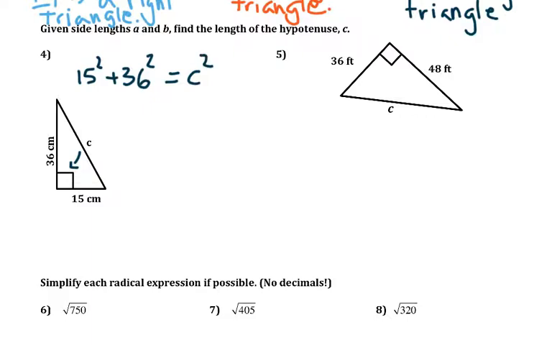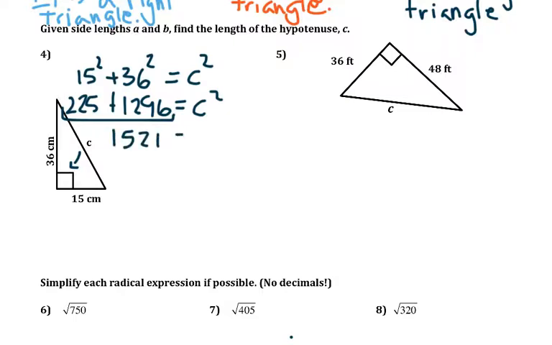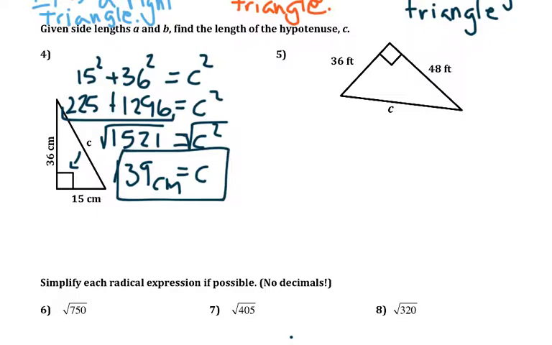So 15 squared, we get 225. 36 squared is 1,296. And that's going to be equal to C squared. Now we're going to add these two numbers together, 225 plus 1,296, and we get 1,521 is equal to C squared. Now we need to take the square root of both sides to get C. So the value of C is 39. And then put our units on, so 39 centimeters. So the hypotenuse is 39 centimeters.